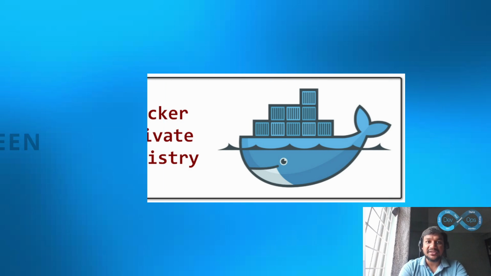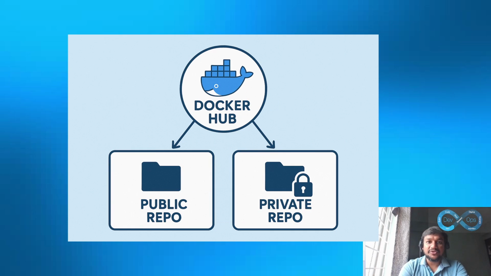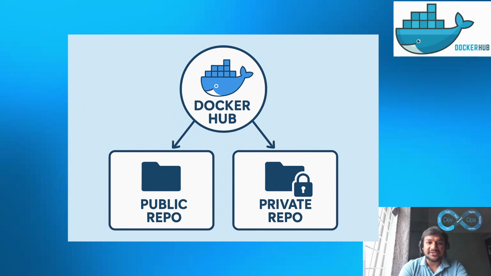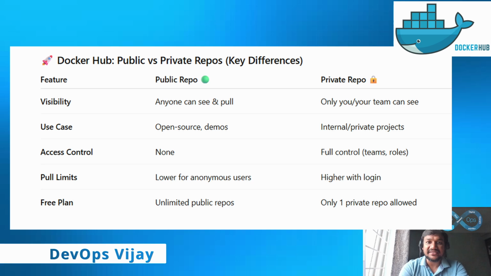So here comes the next topic. What is the difference between public and private repositories? In Docker Hub, you can create either public or private repositories. Public repositories are like when you push an image, anyone can see or pull your image. But when you create a private repository, it's you and your team, whoever you have given access, who can pull and push the images into that private repository.